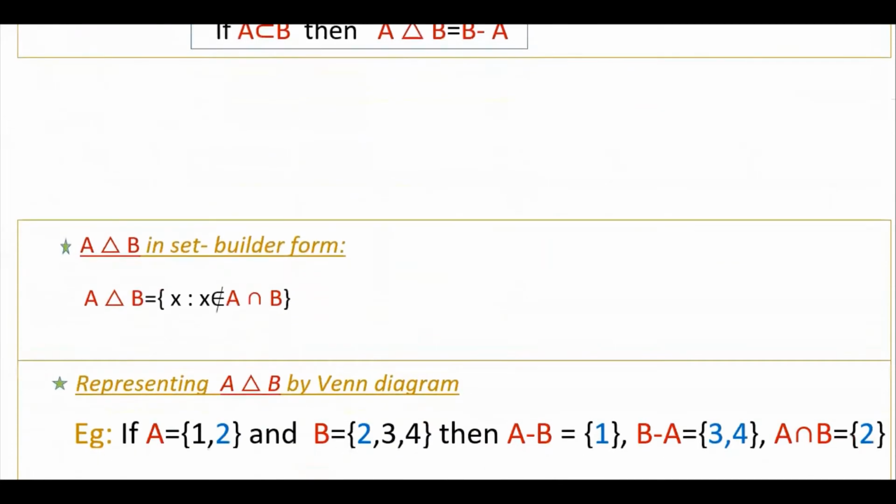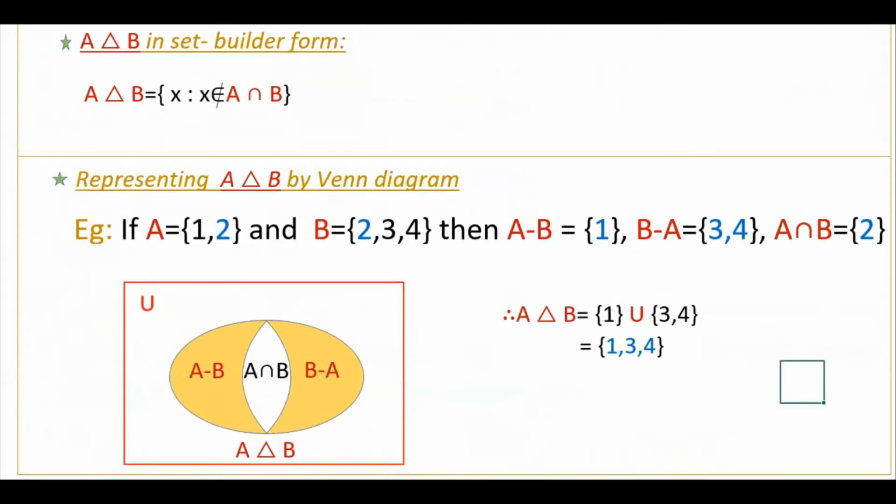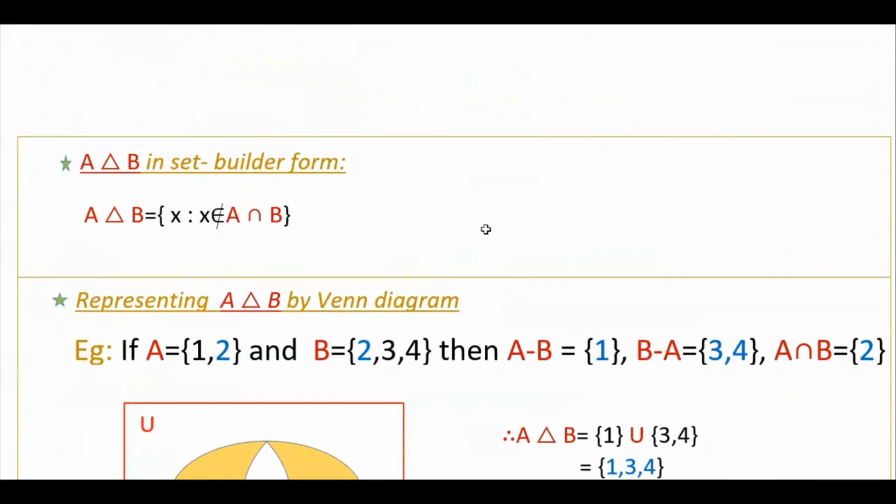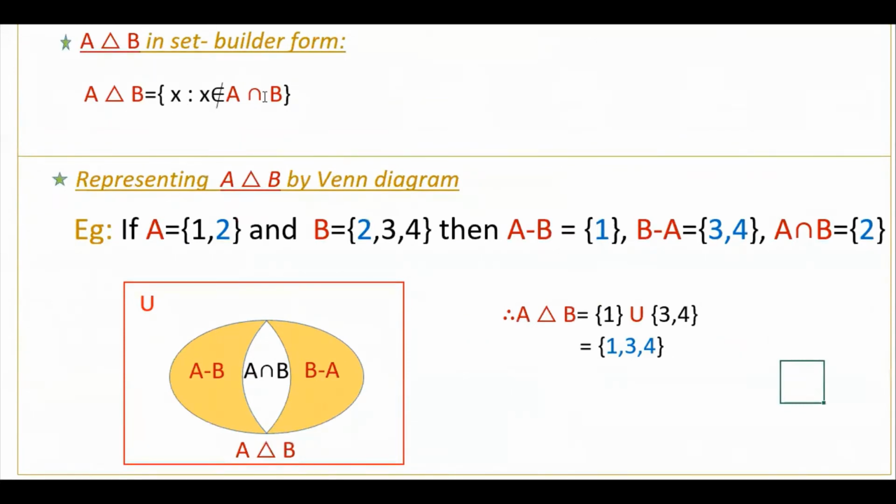And if you write this in a set builder form, you can write like this: the symmetric difference of A and B is equal to X such that X does not belong to A intersection B, because here it does not belong to the common elements, that is A intersection B. And if we represent the symmetric difference of A and B by Venn diagram like this, if you take the two sets A and B, 1, 2 and 2, 3, 4, then A minus B only 1 because 2 is common, and B minus A only 3, 4, and A intersection B 2.